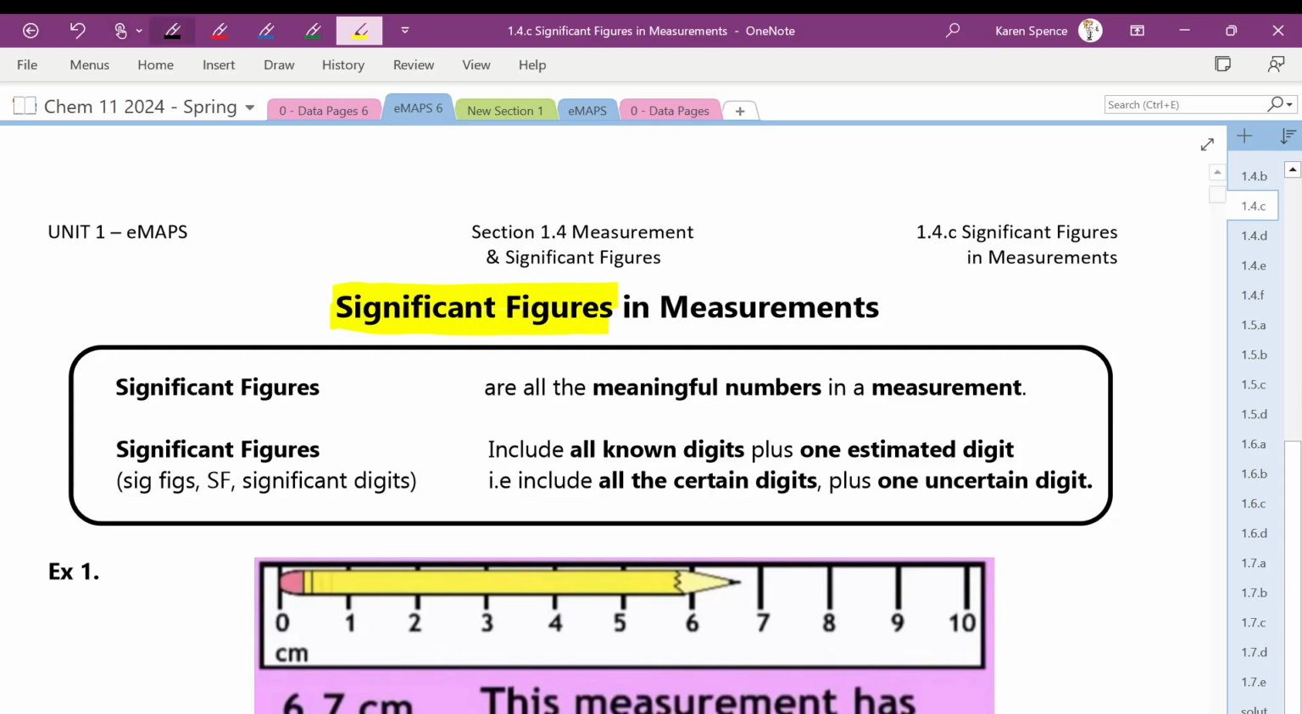So the concept we're dealing with today is significant figures. They are also known as sig figs.